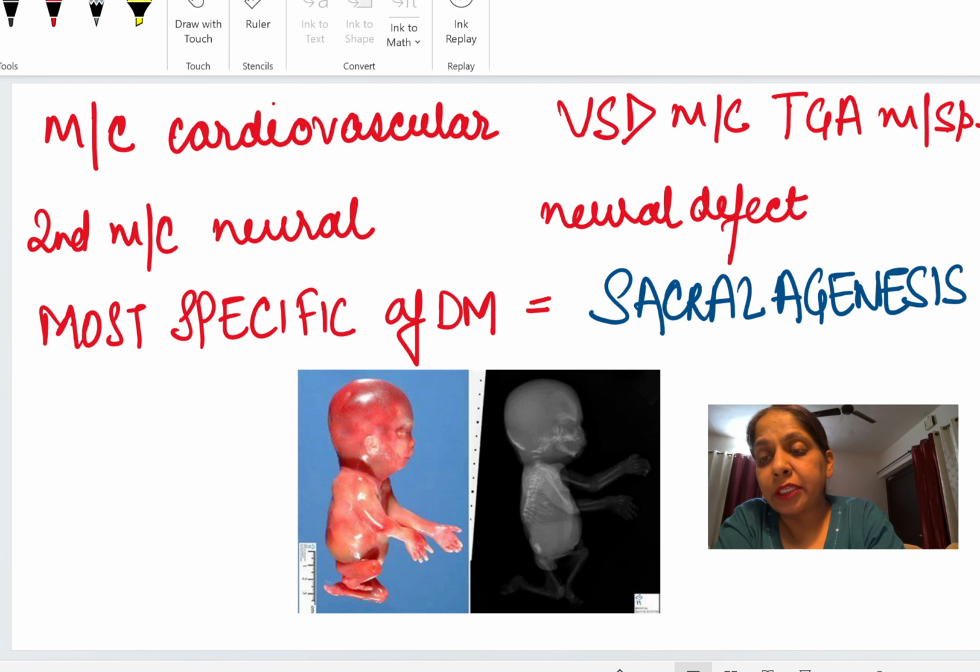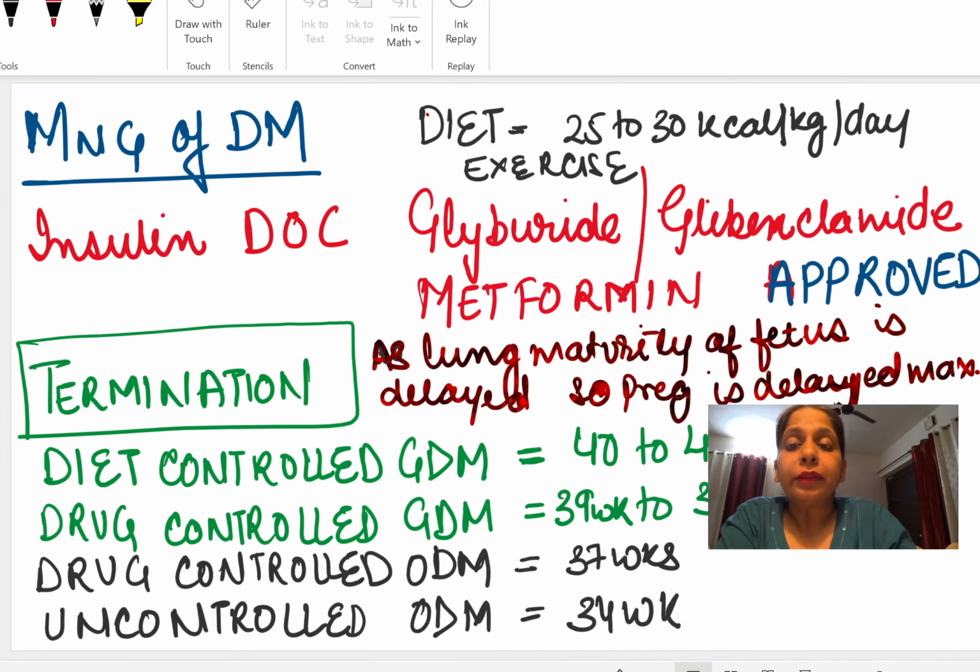Proceeding to the next slide. Now how is diabetes mellitus managed? First of all, we have to restrict the calories. Usually we give 40 kilocalories per kg per day to the pregnant mother, but here we will restrict it to 25 to 30 kilocalories per kg per day.